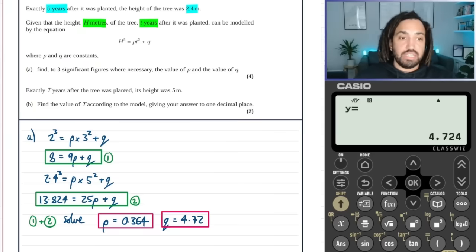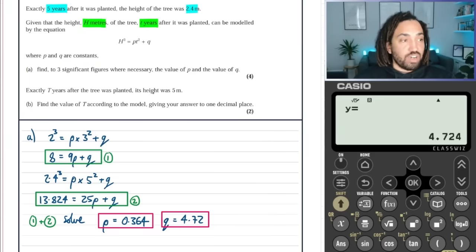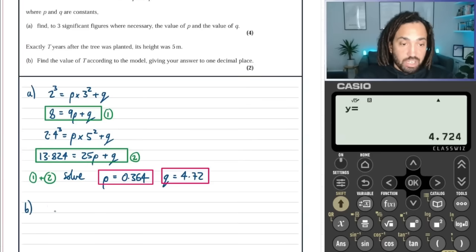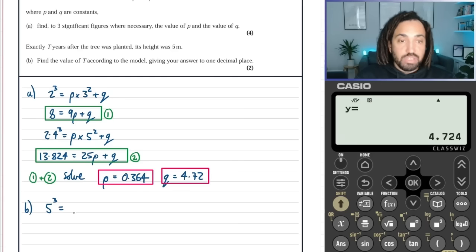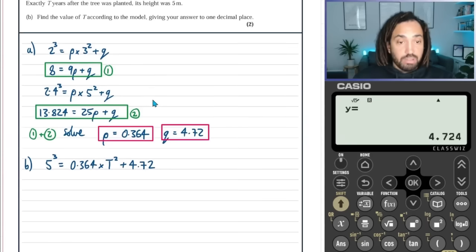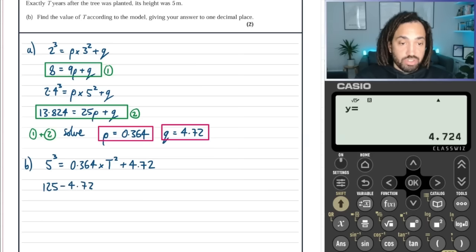Okay, perfect. And now for part B, it's saying that the height is 5, work out the time. So we just substitute in 5 as the height. So we get 5 cubed is equal to P, which is 0.364 times T squared, and then plus Q, which is 4.72. Okay, great. So that gives us 125, and then we're going to subtract the 4.72, and that will equal this.